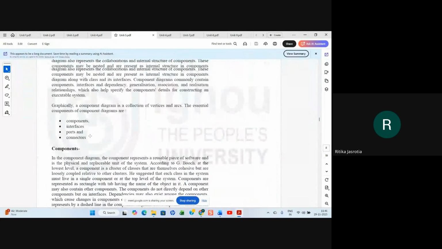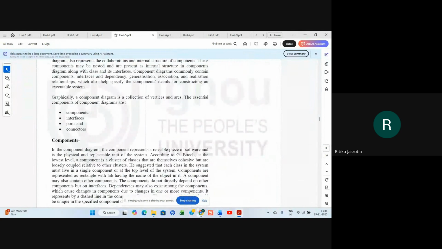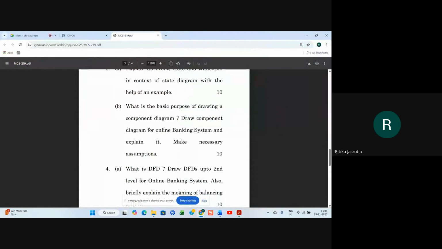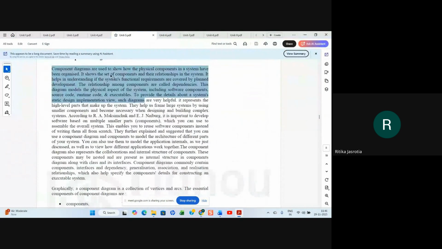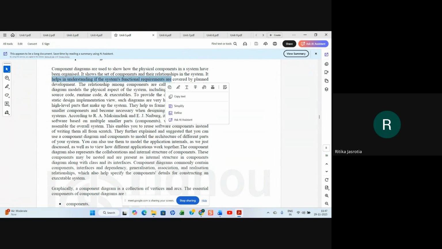So they are asking you what is the basic purpose of drawing a component diagram. A component diagram shows the set of components and the relationships in the system. It shows the physical components of the system and how they are organized. It helps in understanding if the system's functional requirements are covered by the planned development. The relationships among components are called dependencies. So this is the basic purpose. It helps in understanding the system functional requirements, right?